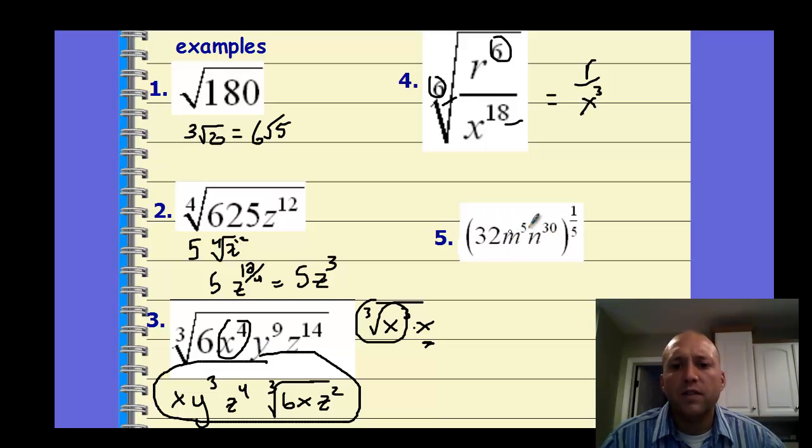So here for 5, this is a power of 1/5, which means it's really the 5th root to all of these. And so if it helps you to write it as the 5th root of 32, you can write it like that, times m to the, now we're going to multiply 5 times 1/5 and get 1, and 30 times 1/5 is 6, and the 5th root of 32 is 2, so we end up with this.